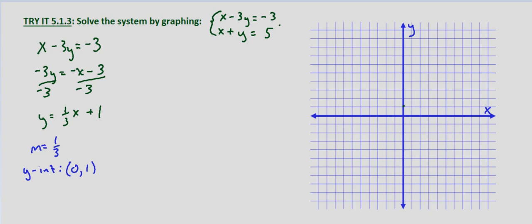So I'm going to go to our y-intercept, 0, 1, and plot a point there. Now, a slope of 1/3 means, rise over run, for every 1 I go up, I go 3 to the right. So up 1, 3 to the right. Up 1, 3 to the right. And since we can get an intercept here as well, let's go 3 back and 1 down. Then we can verify that these points are correct if we want to by plugging them into the equation. Again, that is y equals 1/3 x plus 1, or x minus 3y equals negative 3.